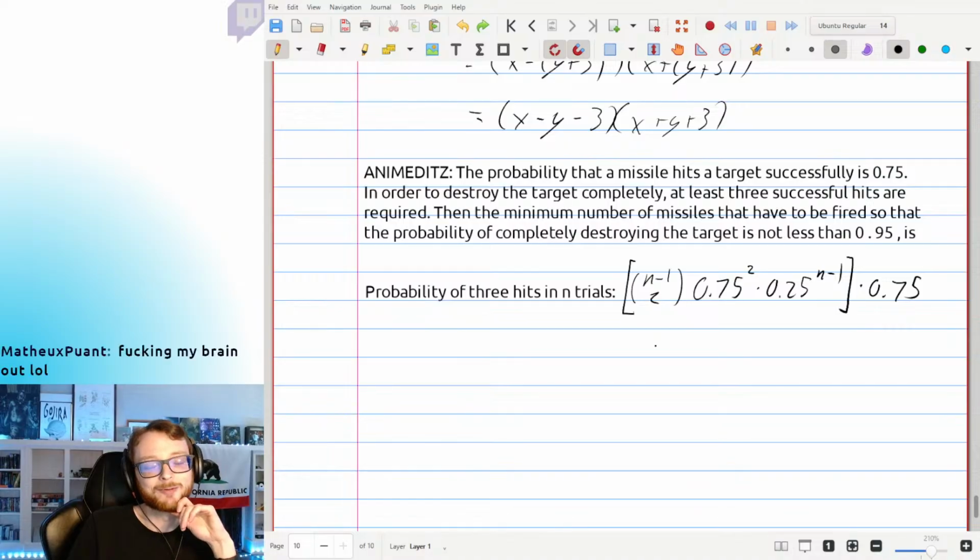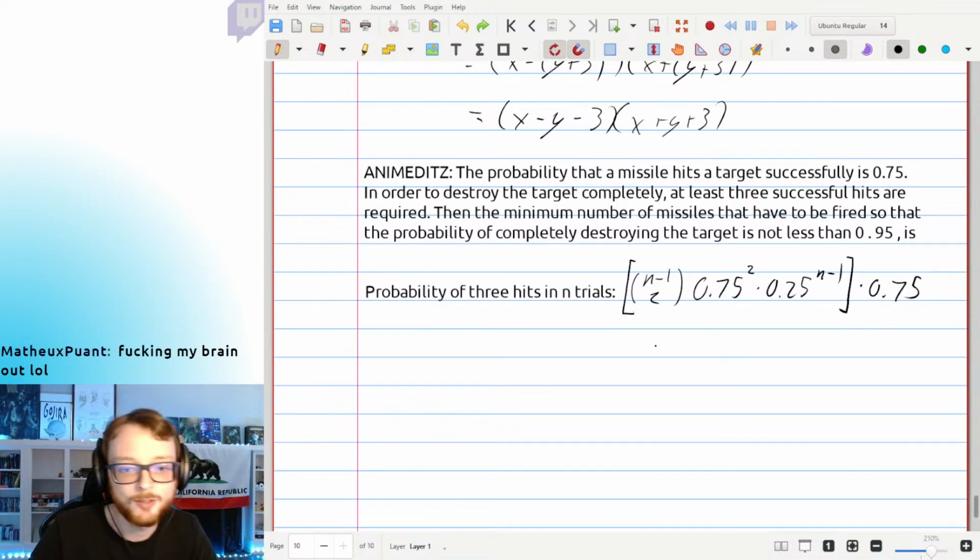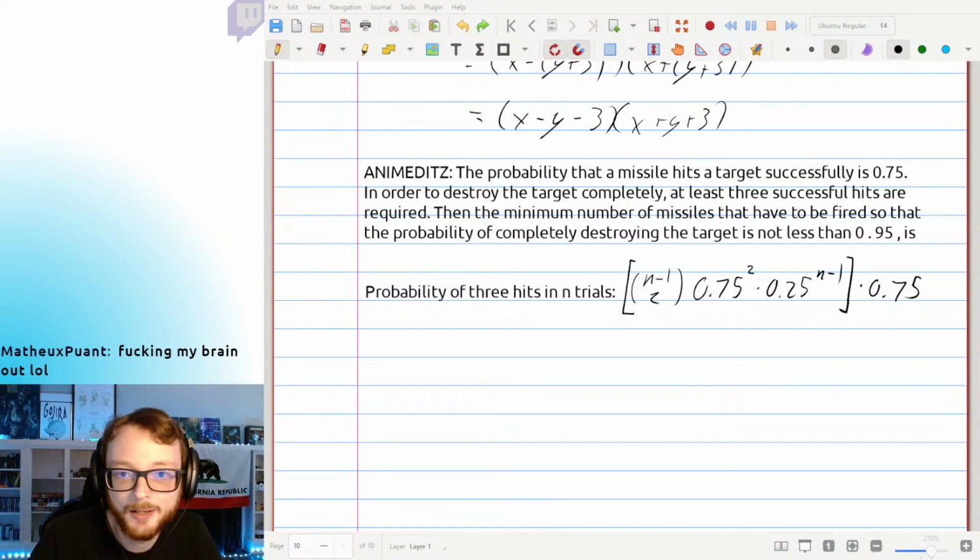Fucking my brain out, dude. Yeah, probability is hard. I think I'm not crazy with this. So I don't know how we would do this by hand, but I might cheat and use Wolfram Alpha just to get an answer. And maybe we can reverse engineer it.